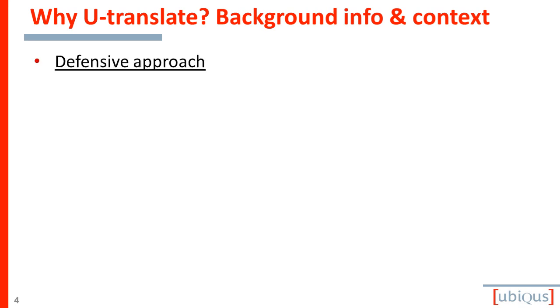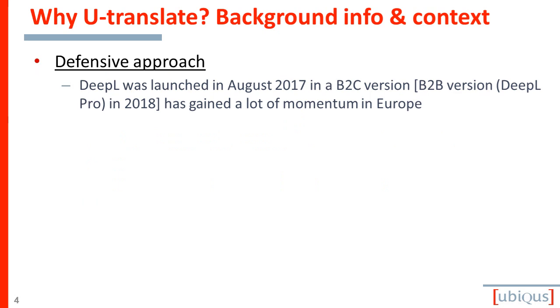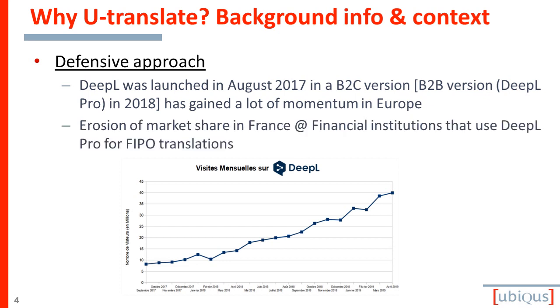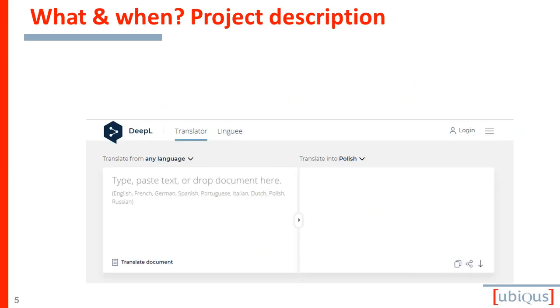A more defensive approach is to look at the success of a platform called DeepL from Germany. It was launched in August 2017 in a B2C version and has since developed into a B2B version called DeepL Pro in 2018 and has gained a lot of momentum in Europe, as you can see, reaching about 40 million hits in a month in April 2019. And this has led to some erosion of market share in France, especially at financial institutions that now use DeepL Pro for FIPO translation.